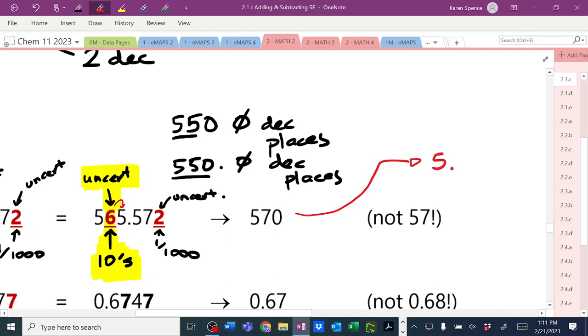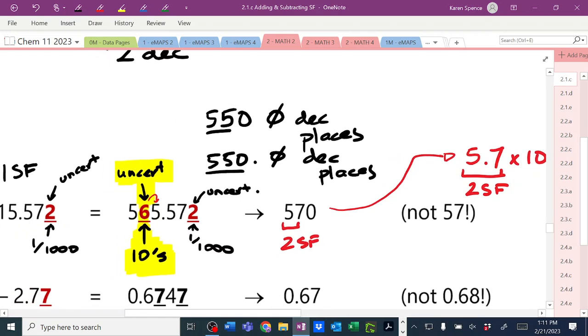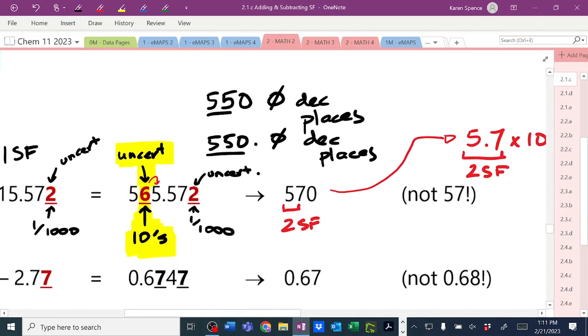5.7, because there's only 2 sig figs, times 10 to the 2. Excellent. 2 sig figs. And remember, don't chop the number off. Don't just cut it off when you hit your first uncertain digit. You cannot have a number that is 565 and round it to 57. That doesn't make any sense, does it? Hopefully it does not. Okay.